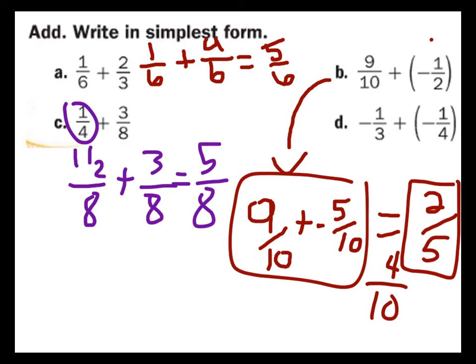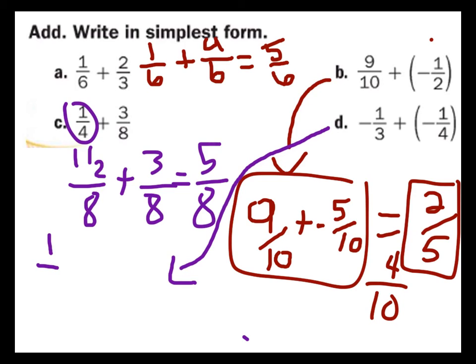All right, would someone like to do D, please? All right, Allie's going to do D. Do I draw an arrow? Talk loud. You got to explain why you do it.